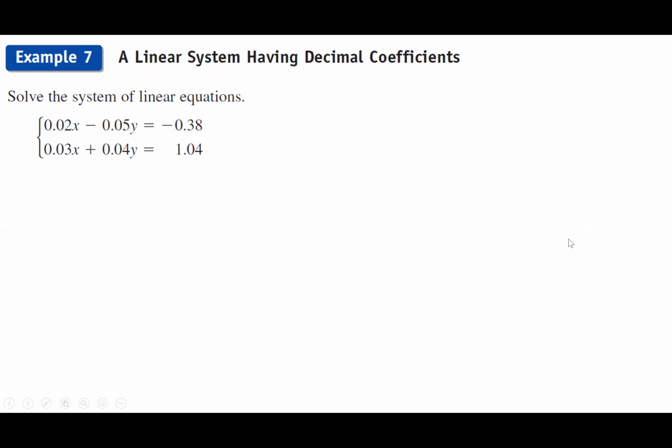And next, the fun one. It's 2 over 100, 3 over 100. Okay, so let's multiply the top one by 0.04, and then multiply the bottom one by 0.05.